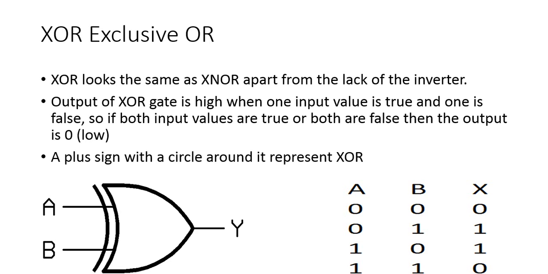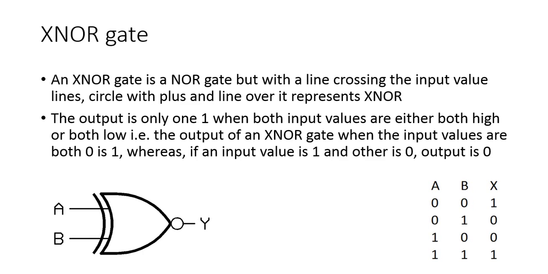And as I said, it's quite strange because when they're both 1, you'd always expect the output to be 1. But that's not the case with the XOR. With the XNOR, it's the opposite of XOR. So obviously, when the input values are both 1 or both 0, the output will be 1. As you can see, an XNOR gate is a NOR gate with a line across it, crossing the input value lines. The circle with a plus and a line over it represents the XNOR gate.